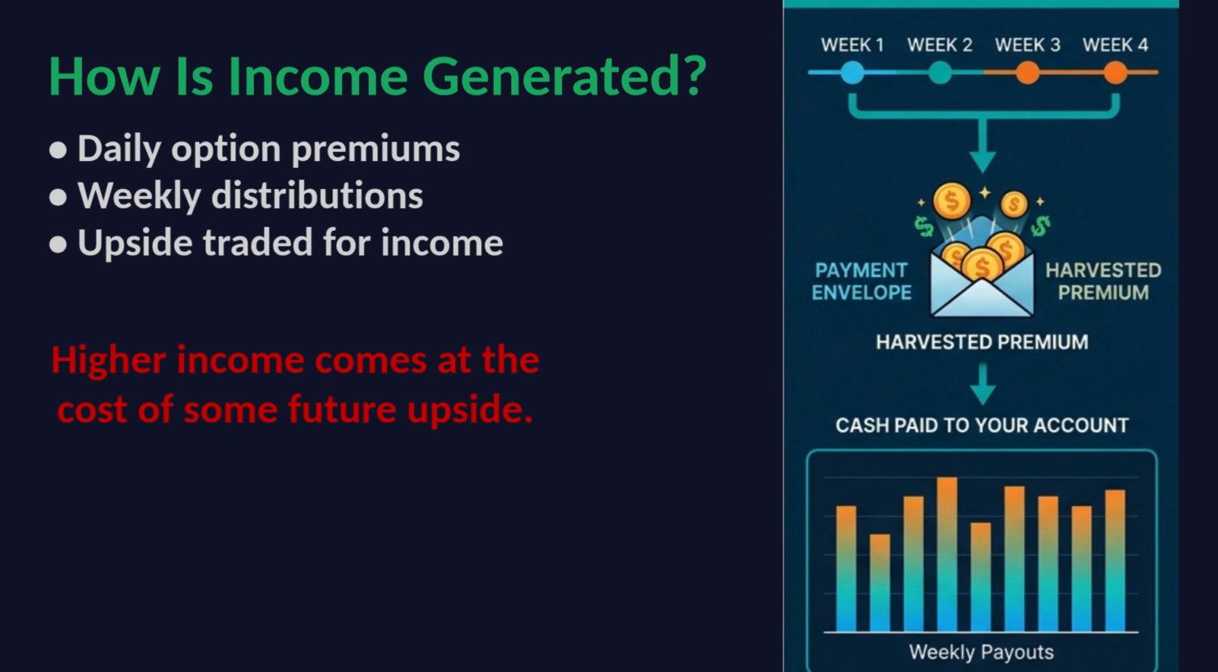Now let's talk about where that income actually comes from, because this is the part that trips people up the most. When QDTE sells these call options, it's agreeing to hand over some of the stock market's gains if the Nasdaq 100 goes up a lot that day. In exchange for making that promise, it collects a premium upfront, and that premium is pooled together and distributed to you weekly. Here's a simple way to think about it.